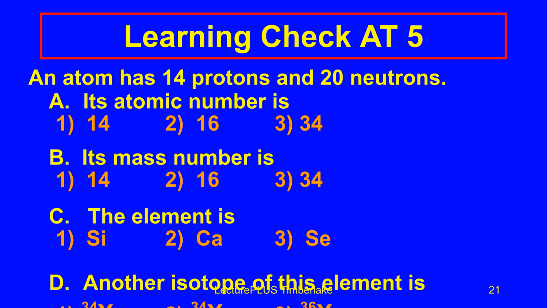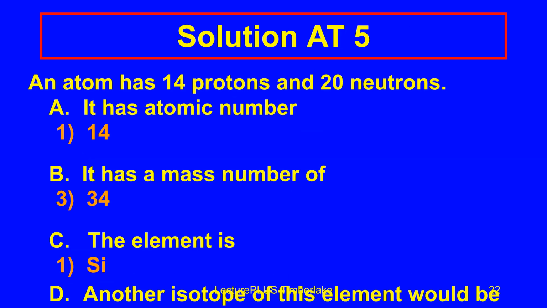An atom has 14 protons and 20 neutrons. Determine its atomic number, its mass number, the element, and identify another isotope of this element from the given options. The atom with 14 protons and 20 neutrons has an atomic number of 14 and a mass number of 34. The element is silicon, represented as Si. Another isotope of this element could be silicon with a different mass number.